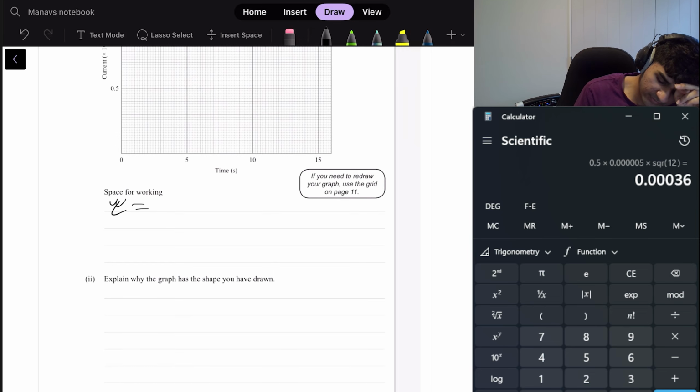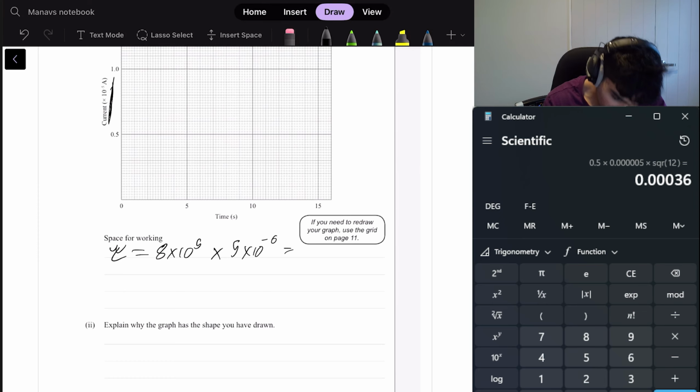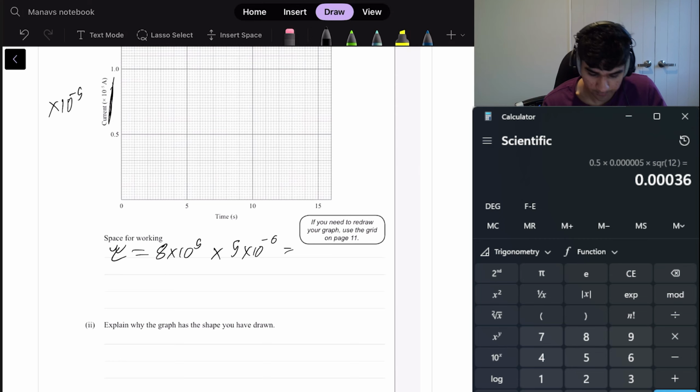R was given previously, which was 8 times 10 to the power of 5. We want to multiply that by 5 microfarads, so 5 times 10 to the negative 6. That will give us a time constant, and then we're trying to find the current.